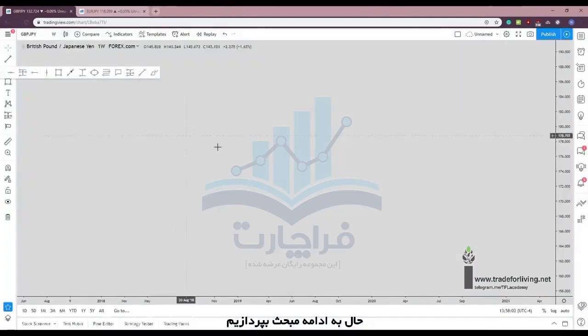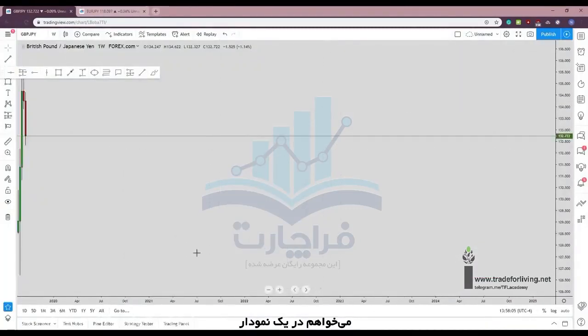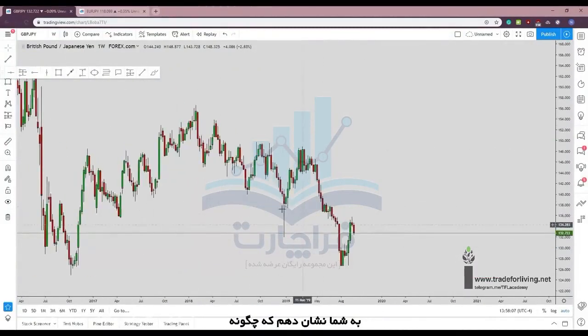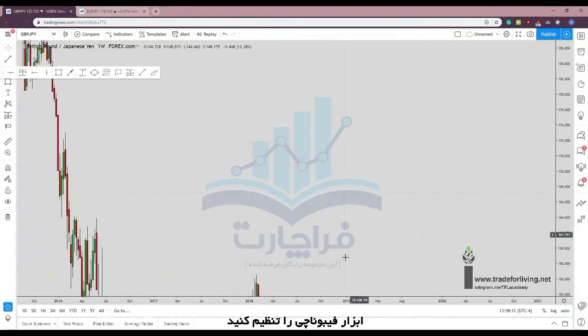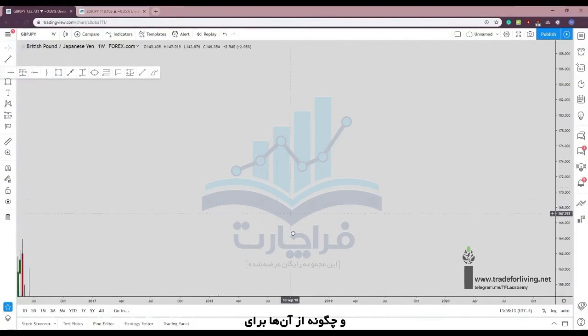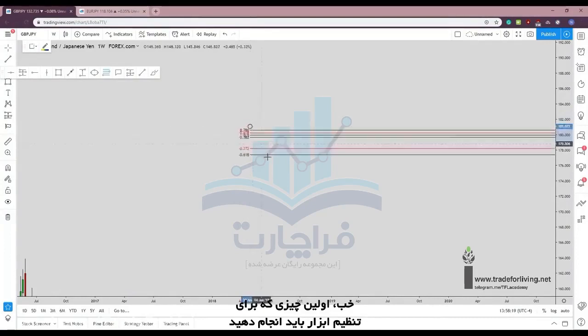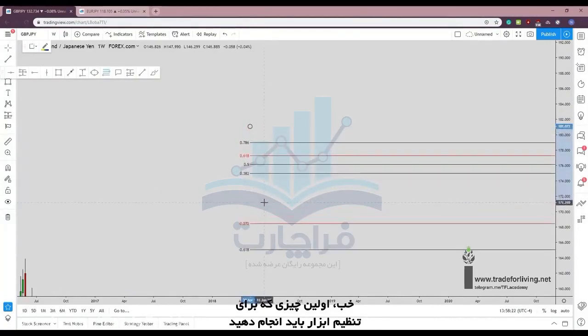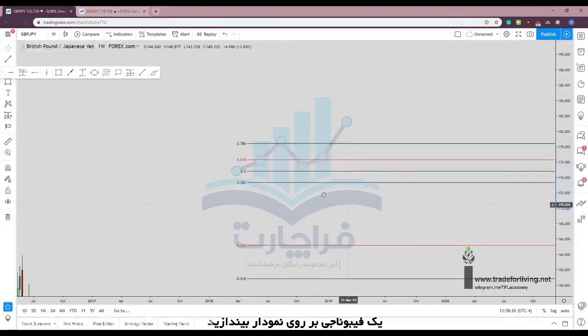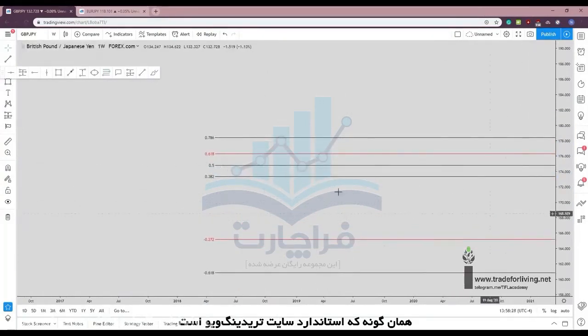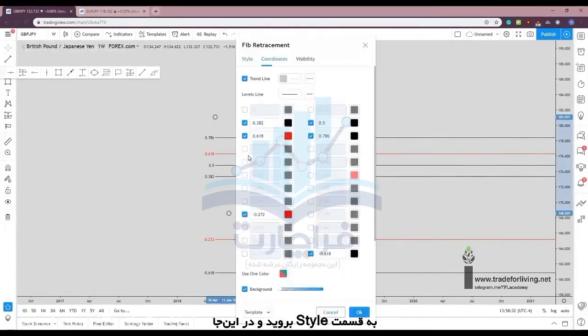Now let's go on any chart basically, and I want to show you how you're supposed to set up your Fibonacci and how we use our Fibonacci in our strategies that we will be teaching in the next sessions. So the first thing, how you're supposed to set up your tool. Very simple. This is how you're supposed to set up your tool. You take your Fibonacci as it is, the standard in TradingView, you double click on it and you go on style.